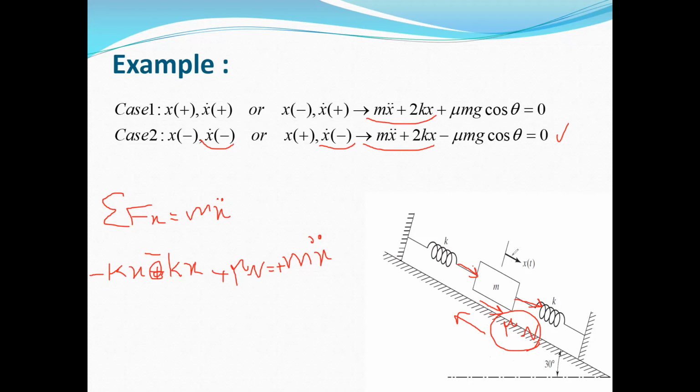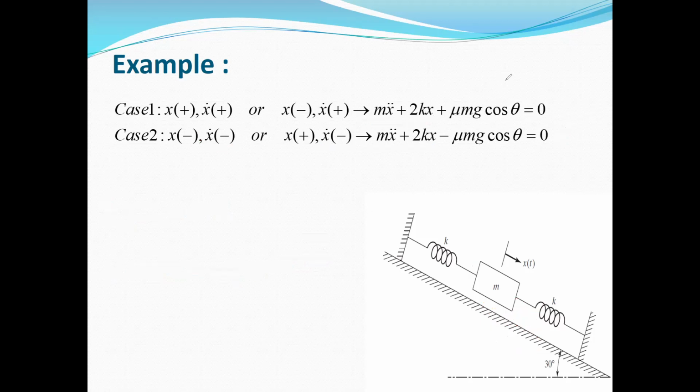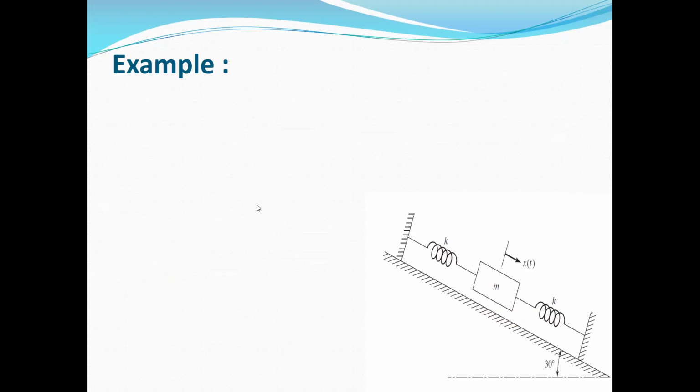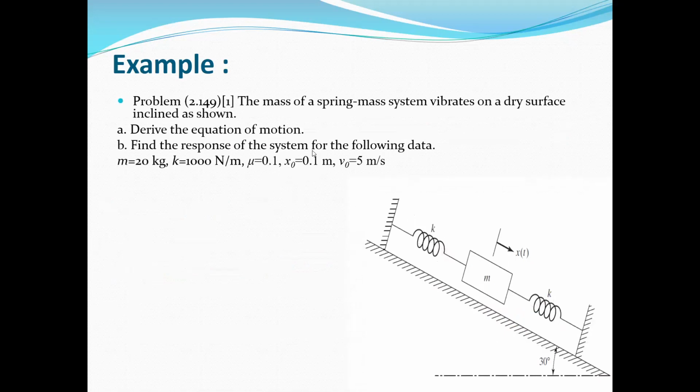But by changing the direction of motion and changing the direction of the friction force, we will have the non-homogeneous term. Now we need to solve this equation for two different cases with two different initial conditions. The first initial condition is used for x naught, and let me check the initial condition. Here x naught is 0.1.